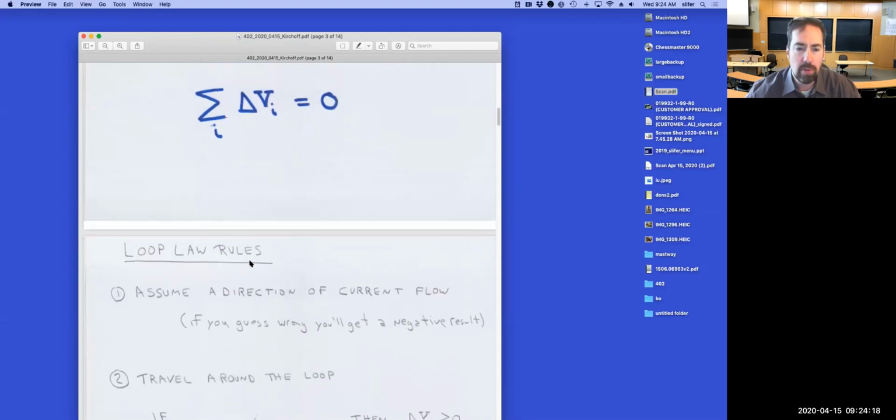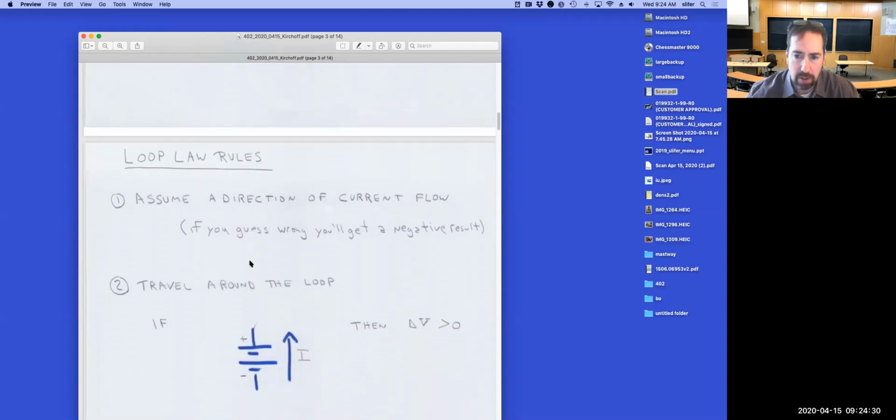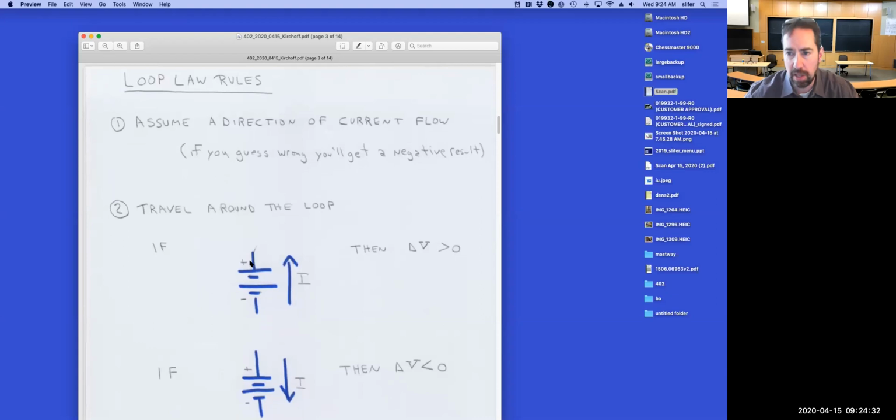So what I'm going to do is very briefly mention the loop law rules of how to apply this, and they'll seem a little bit out of context until we actually see them in effect. I'm not going to spend too much time on this other than to get them all in one place. The first thing we have to do is assume a direction of current flow around our loop. We can go clockwise or counterclockwise. Usually we will not know at first if we've made the right guess.